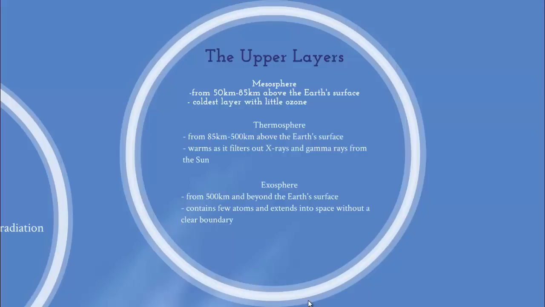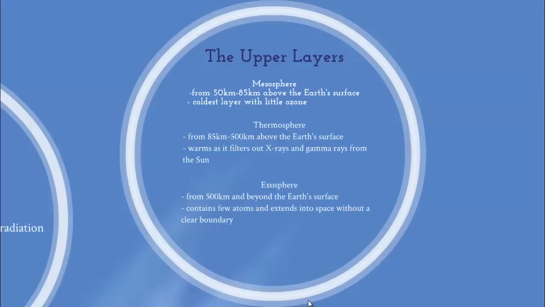Thermosphere, that's 85 kilometers to 500 kilometers above the Earth's surface. It gets warm because it's closer to the sun. We're moving closer to the sun now with these layers. It filters out X-rays and gamma rays, which are also very, very harmful rays.